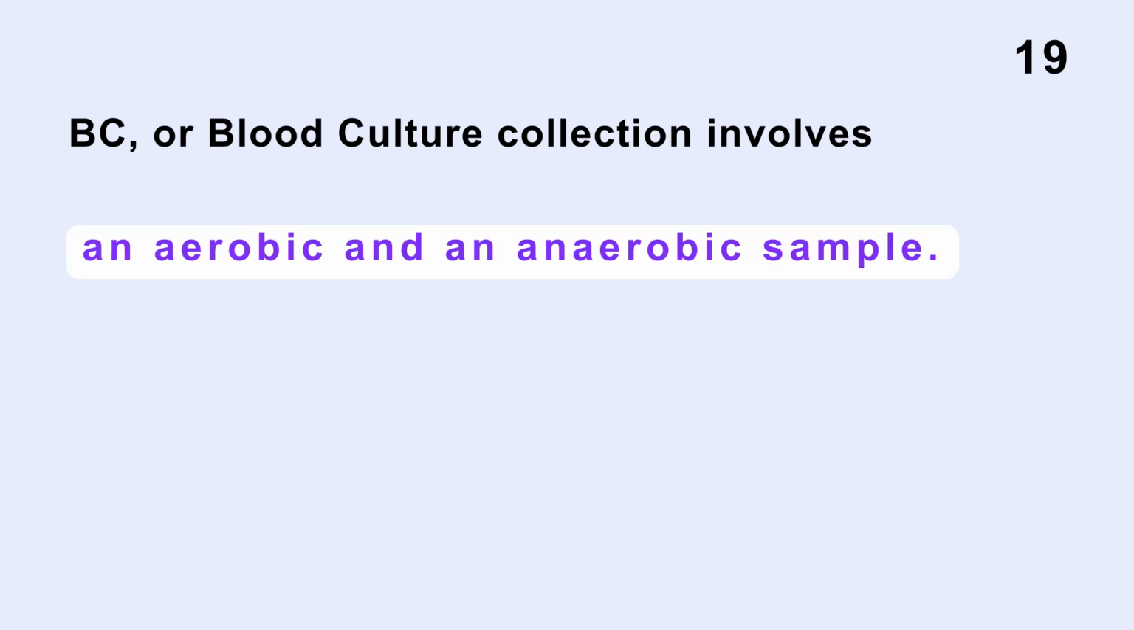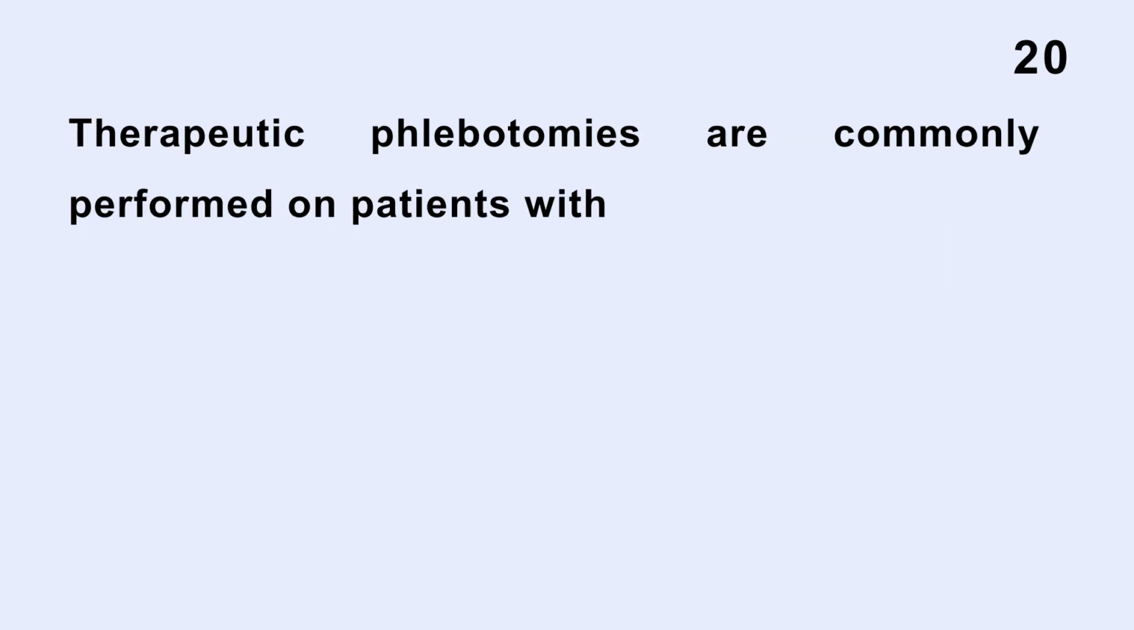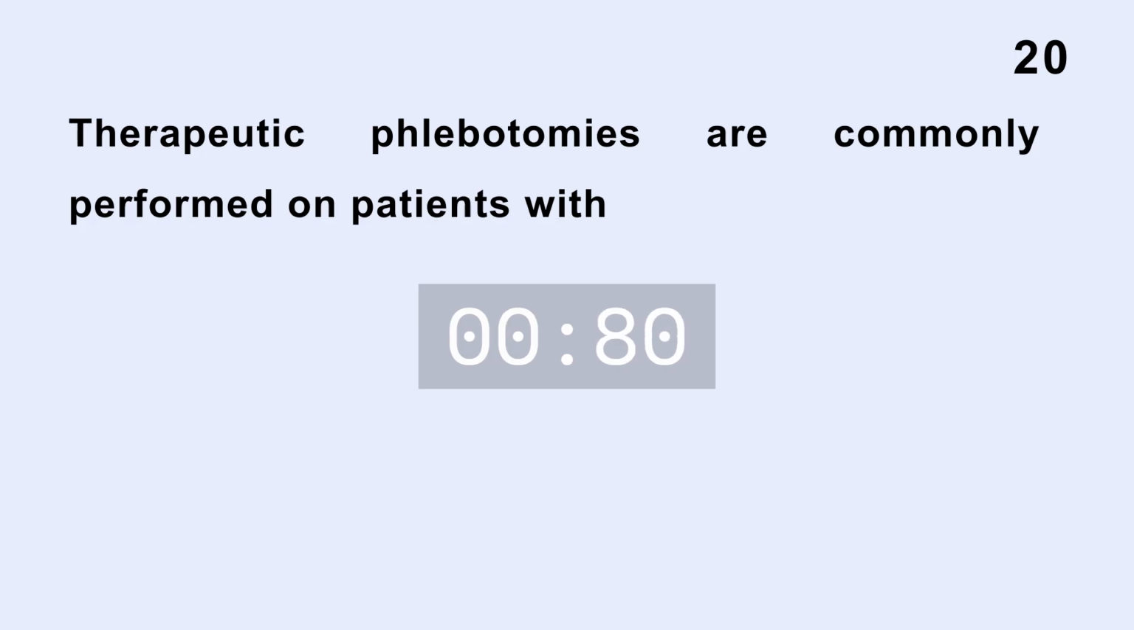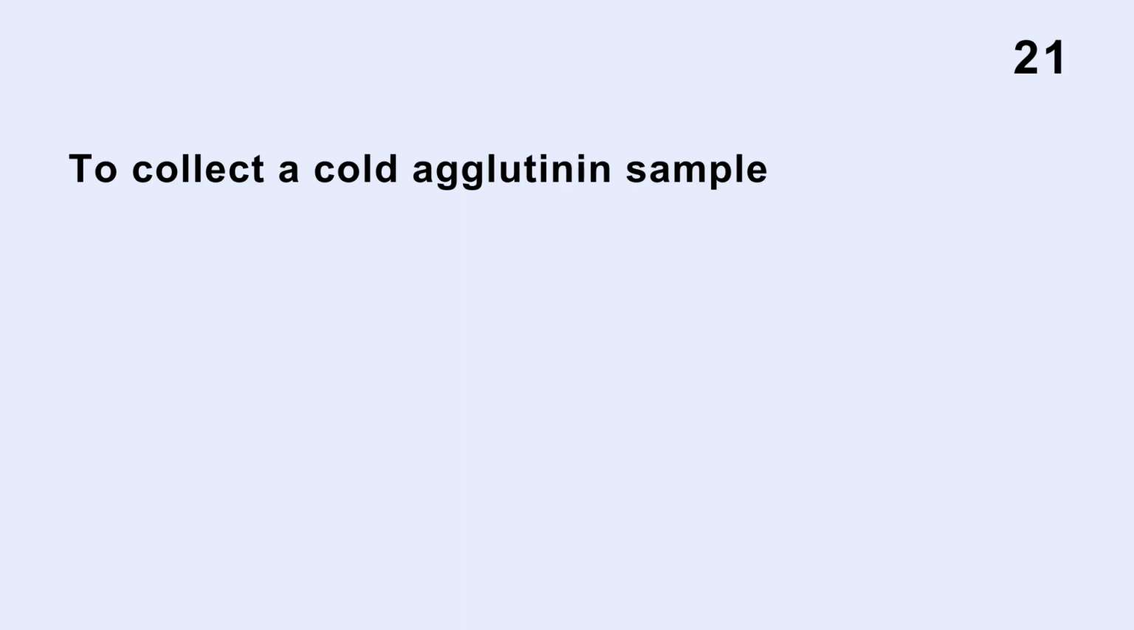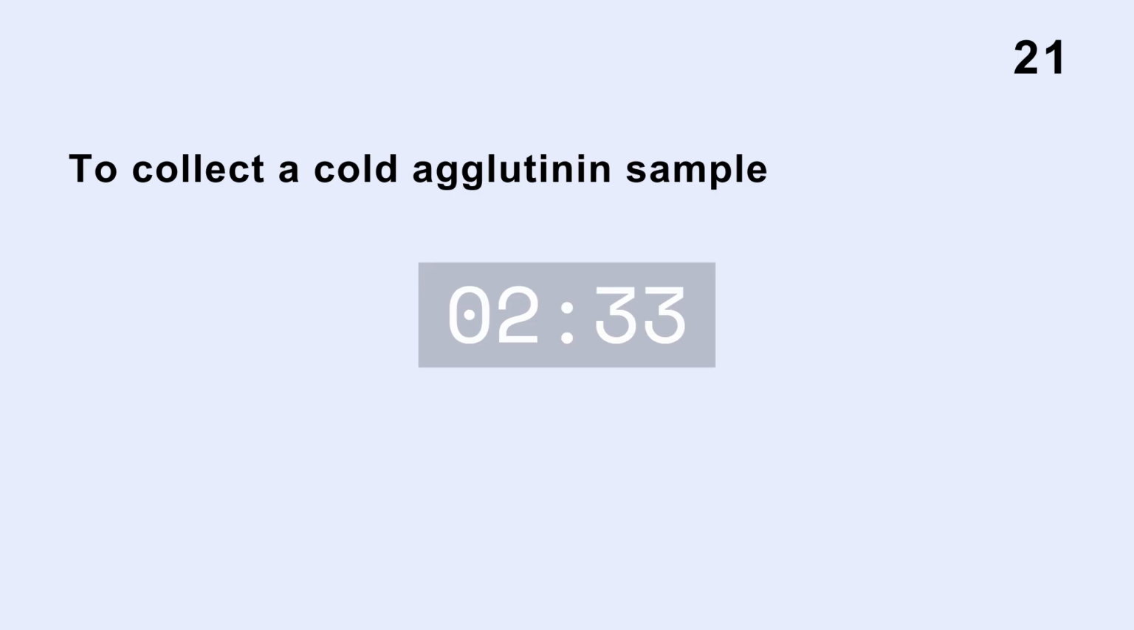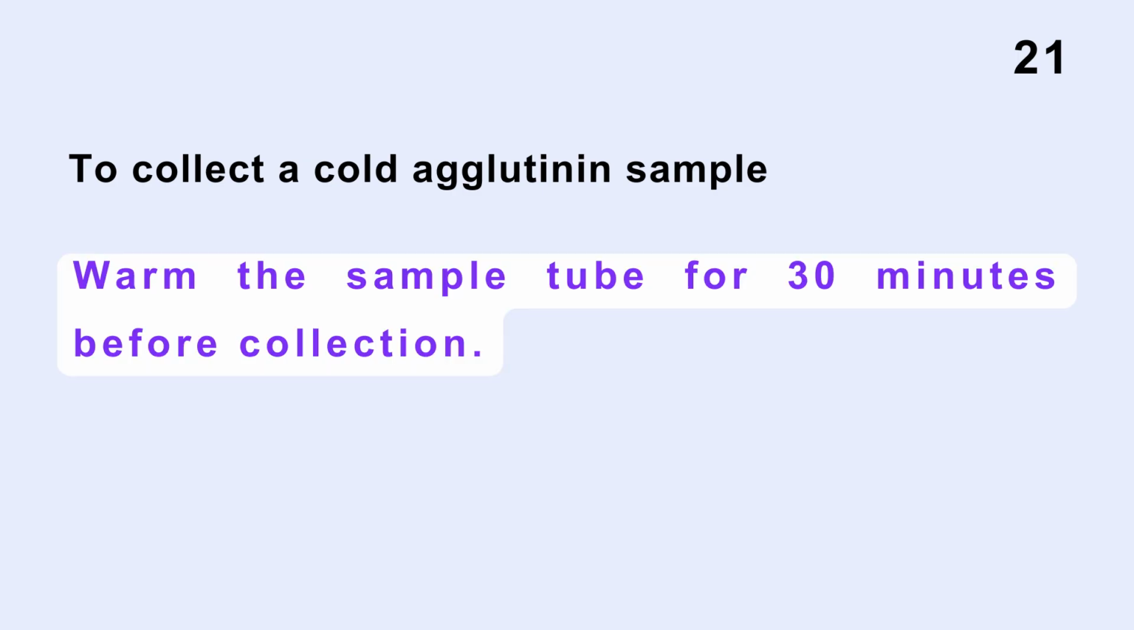5 minutes. Number 19. BC, or blood culture collection, involves an aerobic and an anaerobic sample. Number 20. Therapeutic phlebotomies are commonly performed on patients with hemochromatosis and polycythemia. Number 21. To collect a cold agglutinin sample, warm the sample tube for 30 minutes before collection.